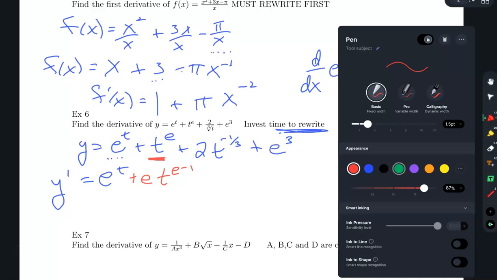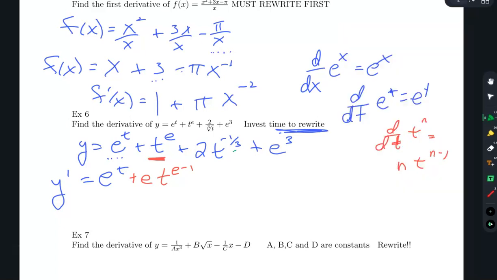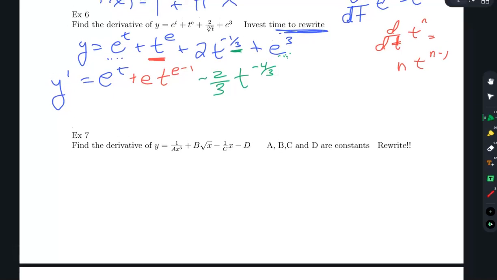Okay, so moving on to the next term, bringing this exponent down, so I'd have a negative 2/3, and then I'm going to subtract 1 from the exponent, so I'd get negative 4/3. And then you know the derivative of e cubed is 0, so I don't need to write anything. And that's a fine answer, just like that.